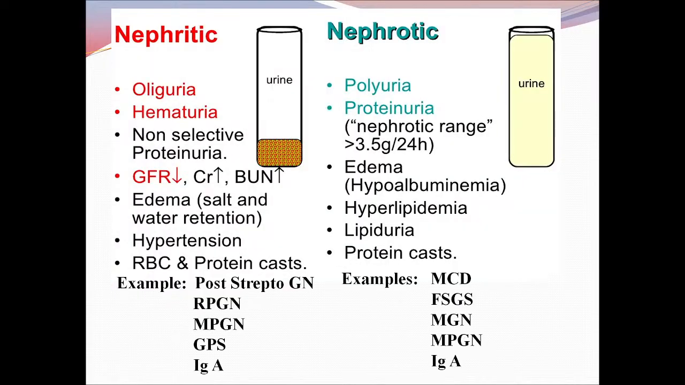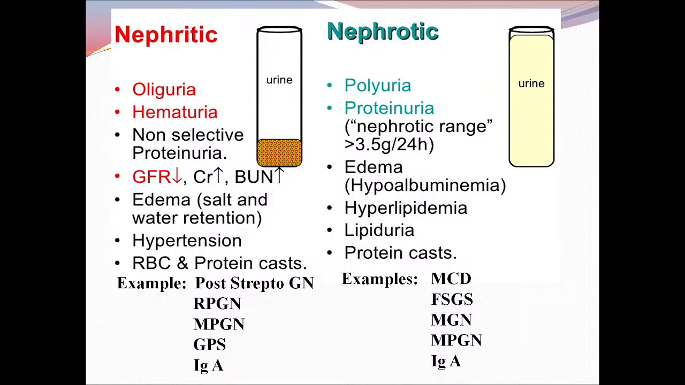When we talk about nephrotic syndrome, because there is a large amount of protein being excreted, the patient will have increased volume of urine, polyuria, and proteinuria, as we have discussed. What are the causes? Minimal change disease, focal segmental glomerulosclerosis, membranous nephropathy; IgA nephropathy and membranoproliferative glomerulonephritis are the rarer causes, and these are the common causes.